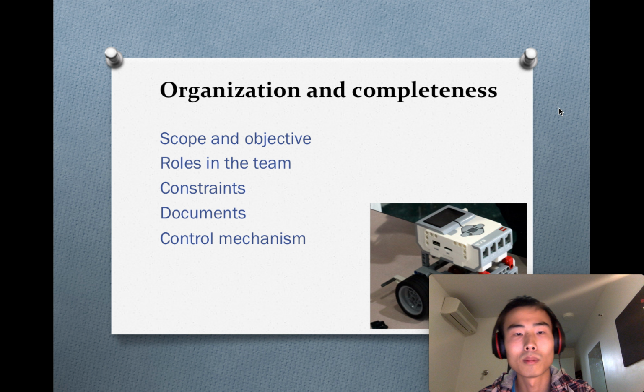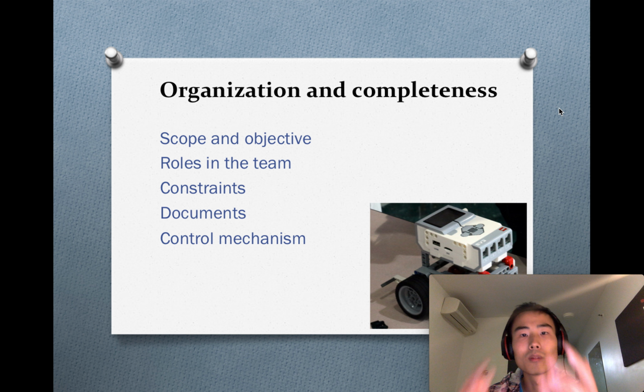First, let's talk about organization and competitiveness. In this part, our group finished the following parts. First is about scope and objective. The scope our group defined is how the survivor can be searched by the robot, and the objective is to search as many survivors as possible. The roles in the team are managers, project managers, testing managers, and some coders as well. The constraints in our group are mostly budget, which is time in this project.